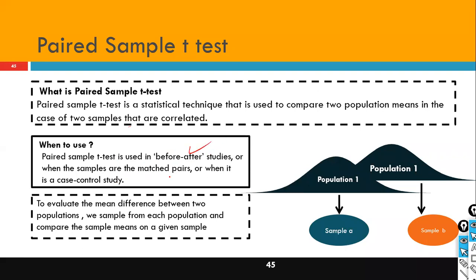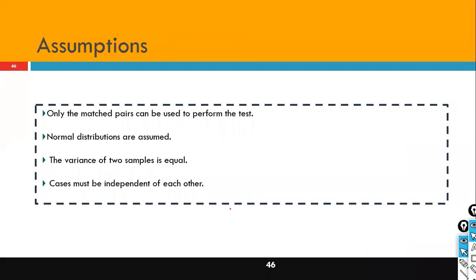When the samples are matched pairs, or when it is a case control study, we sample from each population and compare. If you want to do some kind of before and after study, in that kind of situation you can use the dependent sample t-test. The assumption is that only matched pairs can be used to perform the test.